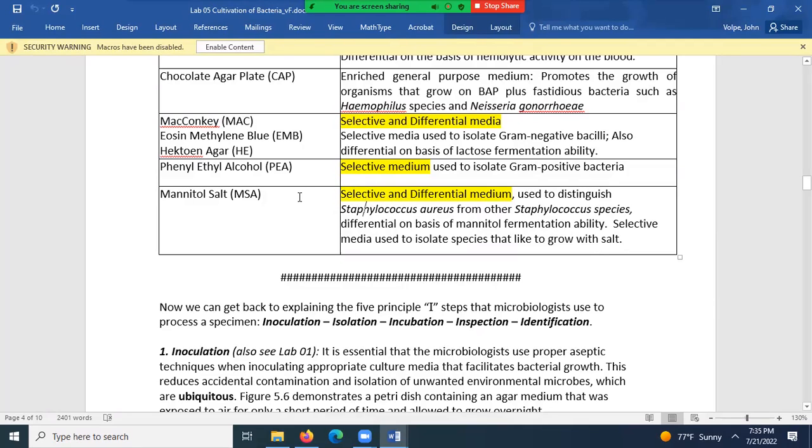Oh, here it is. It's called mannitol salt agar because it has the sugar mannitol in it, and it has sodium chloride in it. So that's why it's called mannitol salt agar. So this name tells you exactly what chemicals are in it.